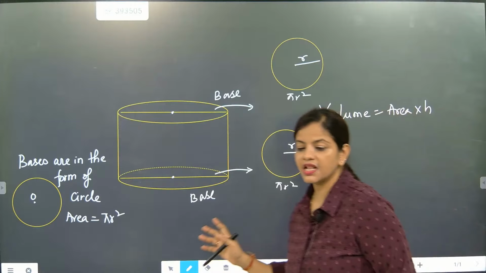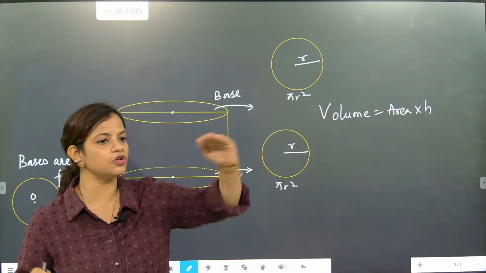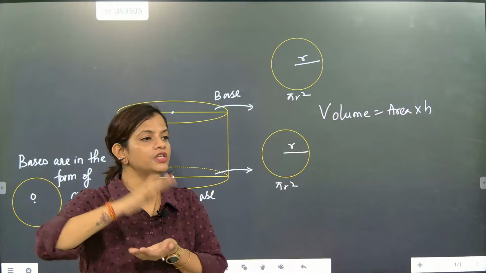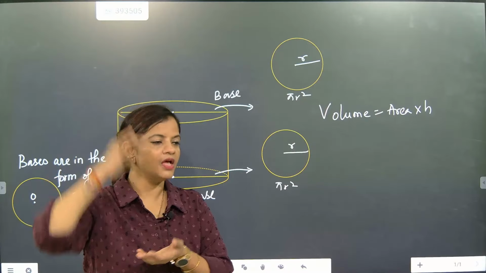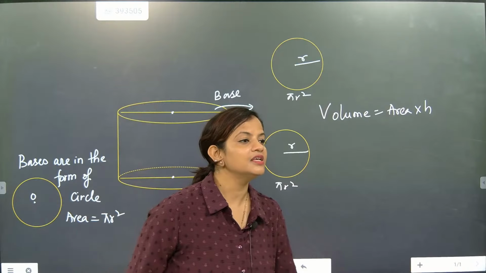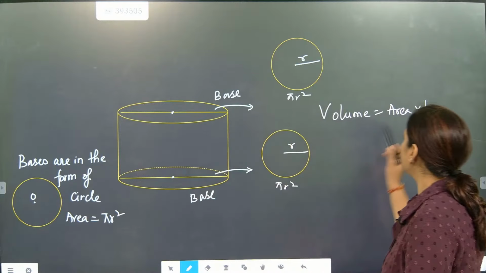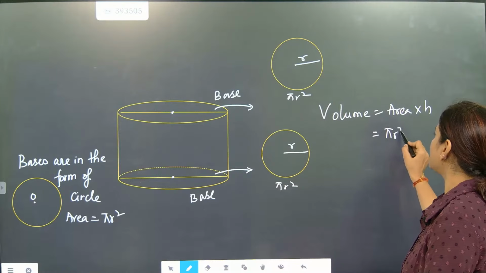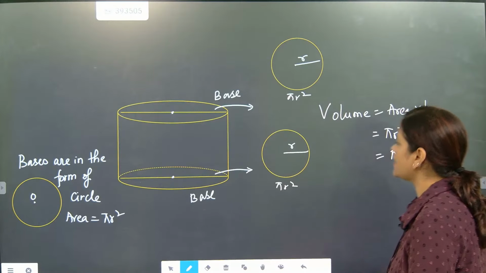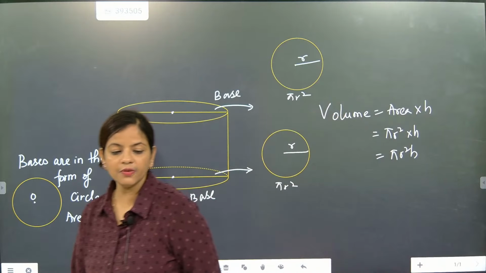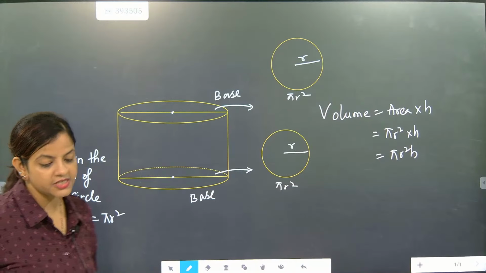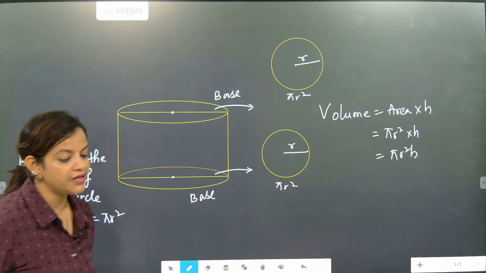Now, beta, it is just like bangles on bangles. If 2, 3, 4, 5, 6, 7, 8 bangles are there, and you are keeping all bangles one on the top, it is exactly going to make a cylinder. So here area is pi r square and height. So what is the volume of cylinder? Pi r square h. Note down, volume of cylinder is exactly coming as pi r square h.